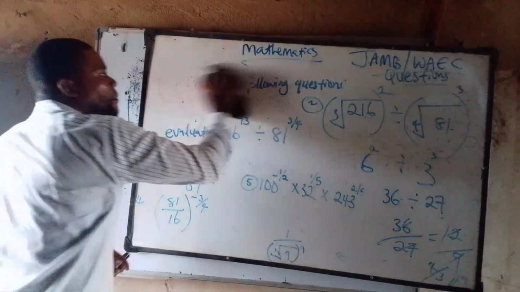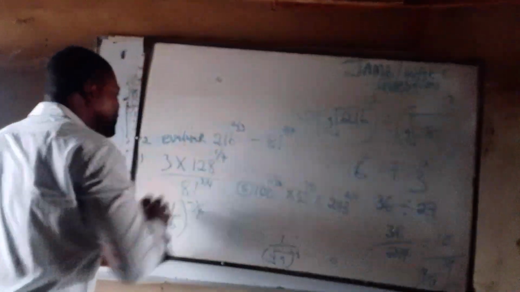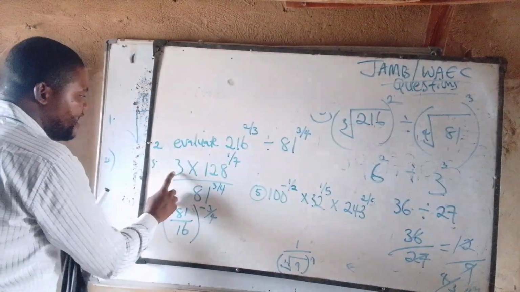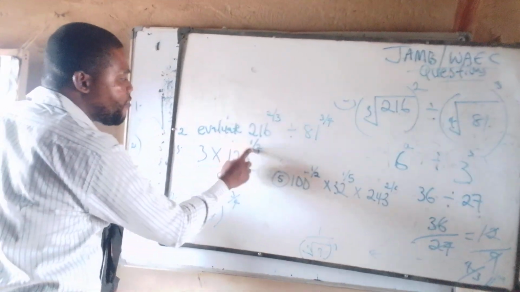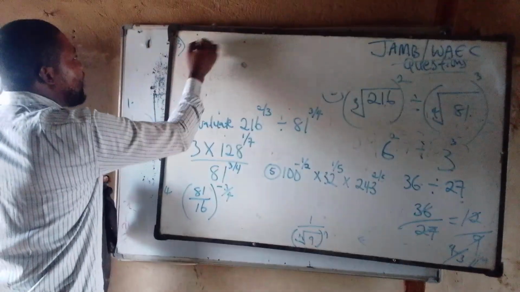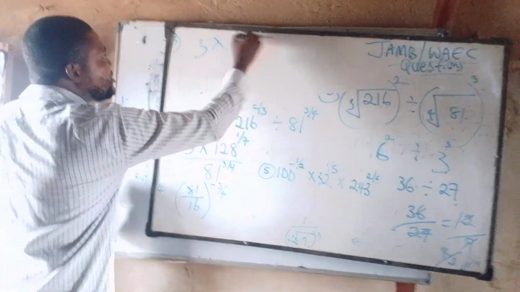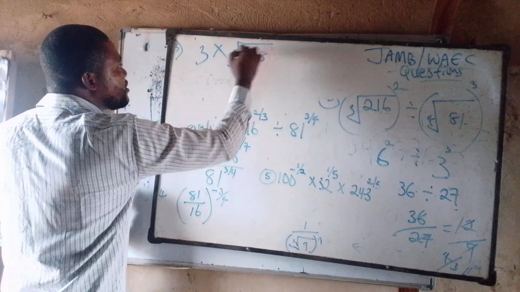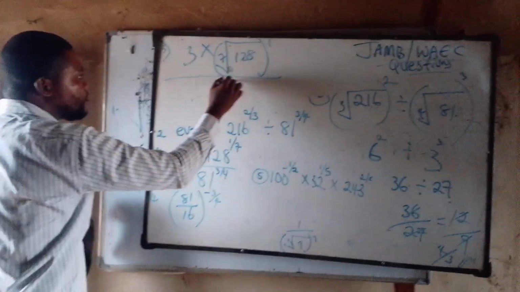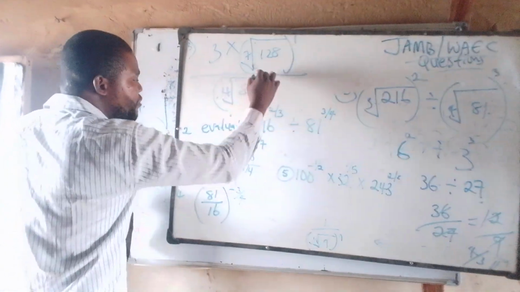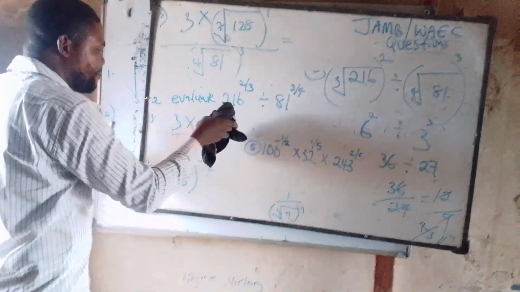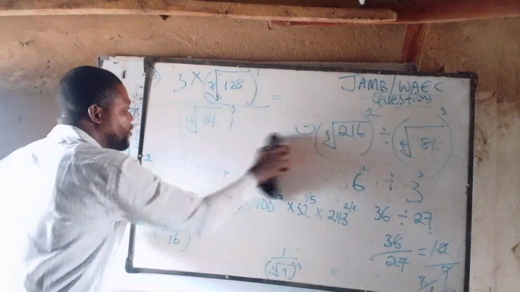Then let us continue. Back to my question. I'll be swift and I will not waste your time. Look at number 2 question. I've done number 2. Number 3: 3 times 128 raised to the power of 1 over 7, divided by 81. Look at the question here. What will I do here? I will drop my 3 down, times this thing means 7th root of 128, always power of 1. All over this thing means what? 4th root of 81, all raised to the power of what? Always power of 3.